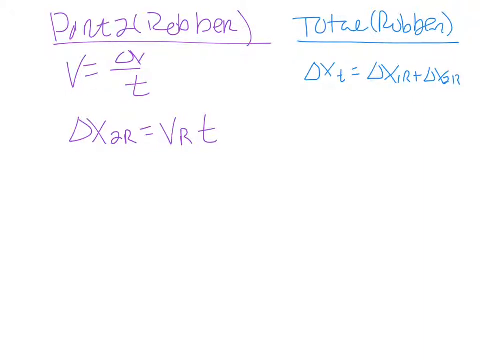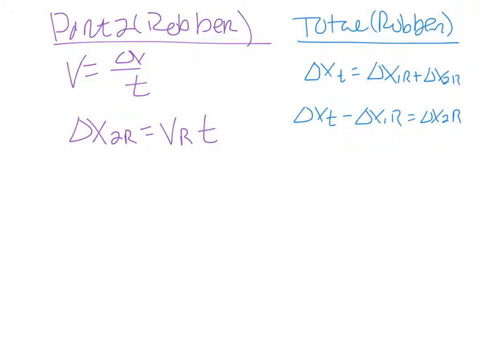I already have over here delta x2 equaling the speed in part 2 times his time. So let's isolate this delta x2 for the robber right here. So this would equal delta x total minus delta x1 for the robber being delta x2 for the robber. And then set these equal to each other to see what we can eliminate.